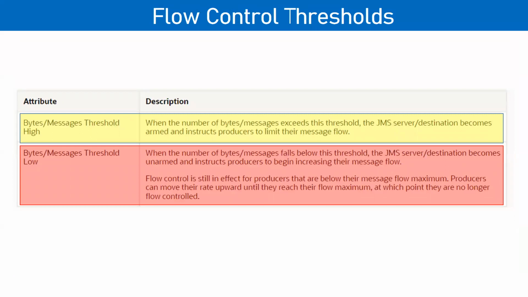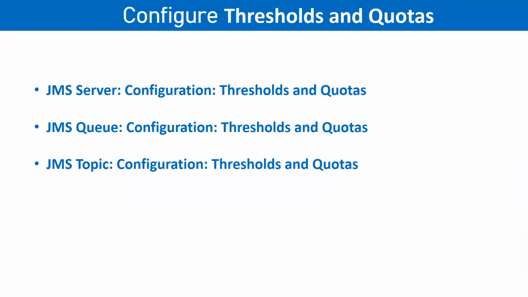Now when we talk about the threshold, we have two main kinds: byte and message threshold high, and then byte and message threshold low. That means the total number of bytes a particular JMS server or queue or topic can hold, and the total number of messages a particular JMS server or queue or topic can hold. There you have two conditions: one is high and the second is low. We will see in the next session what high and low mean.